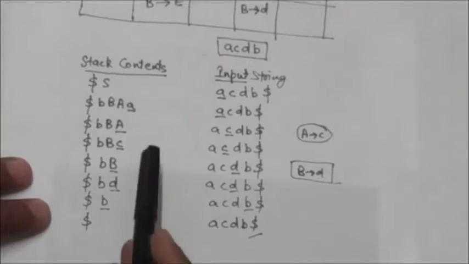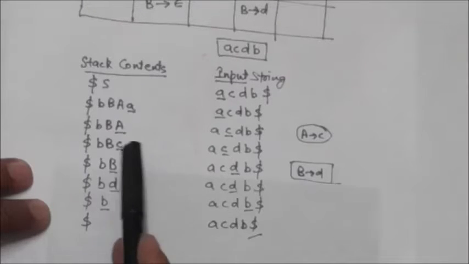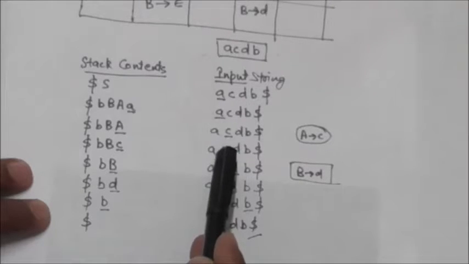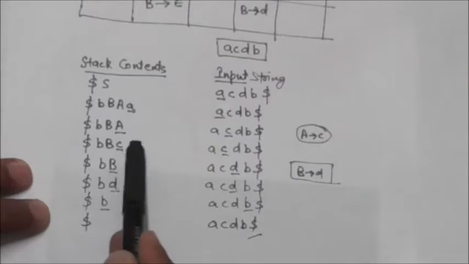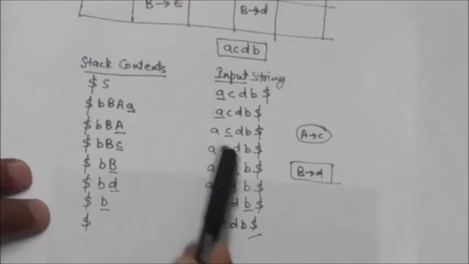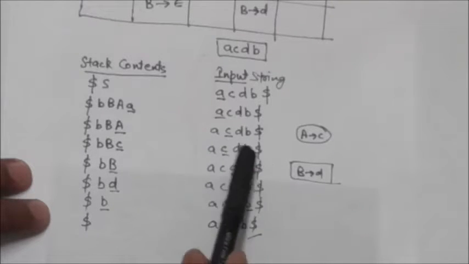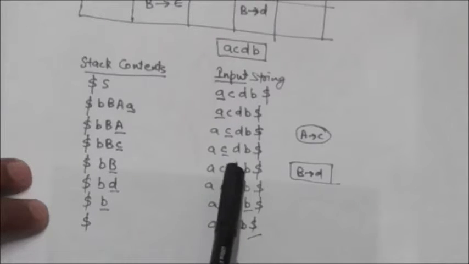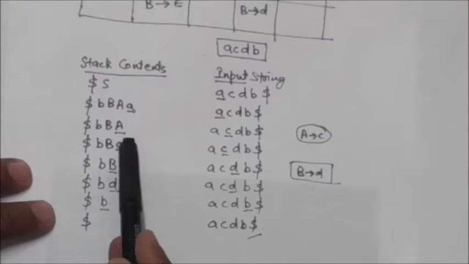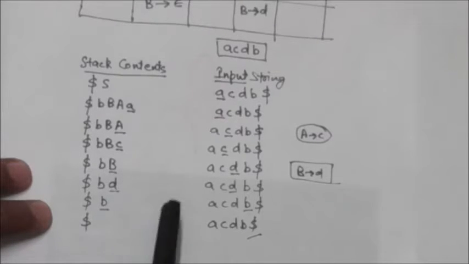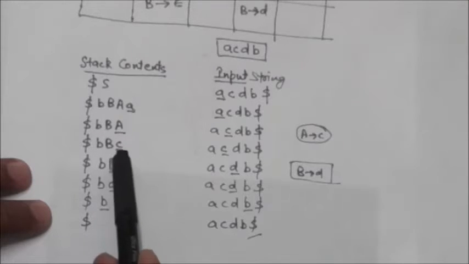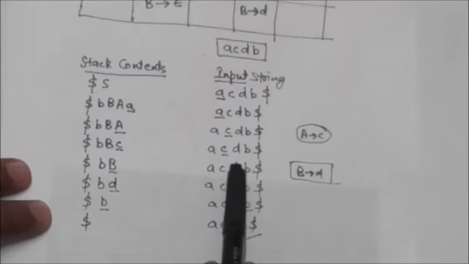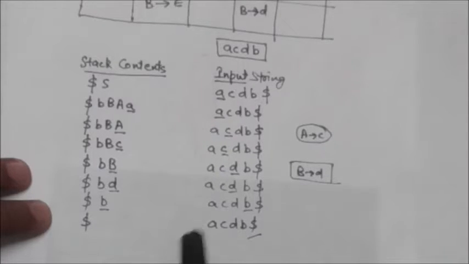Now here you can see that at the top of the stack there is a terminal symbol C, and the input pointer also points to the terminal symbol C in the string. So in this case, what we will do, we will pop this terminal symbol C from the stack, and the input pointer will move 1 position right. Input pointer will move forward, right? Now you can see when we pop this terminal symbol C from the stack, at the top of the stack there is a non-terminal symbol B, and input pointer points to the terminal symbol D in the input string, right?